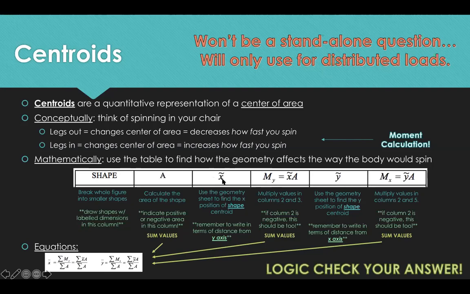So there's that. And then you just multiply a and x tilde, and then a and y tilde, and then you get these two. And then to find the location of the centroid, you just plug in the summed values of these columns into these equations. But again, that probably won't be like that on the exam. You're probably just going to have to know where it falls on a distributed load, which is a lot easier than plugging it into these equations.